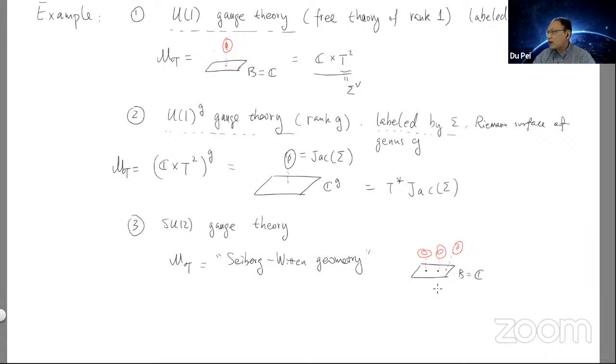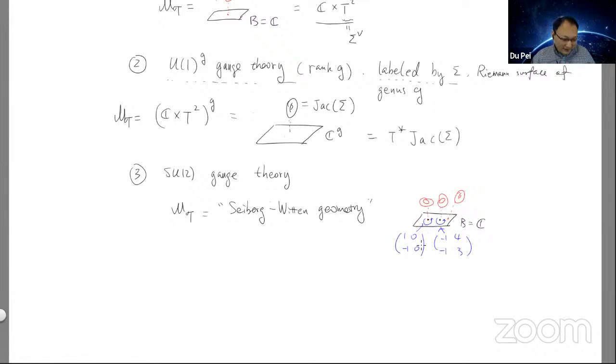And if you go around these two special points on the base, you pick up SL2Z monodromy. So in this case, the monodromy will be given by these particular elements in SL2Z. So now you have a non-trivial family, a non-trivial elliptic fibration. So, of course, you would expect that this theory has more interesting dynamics compared to the previous two examples.